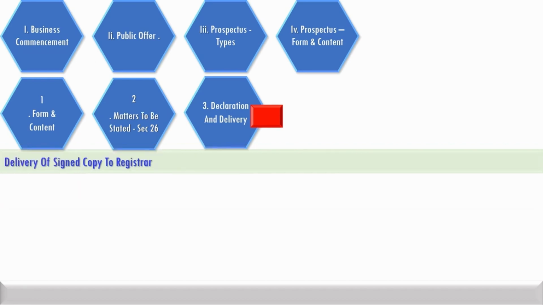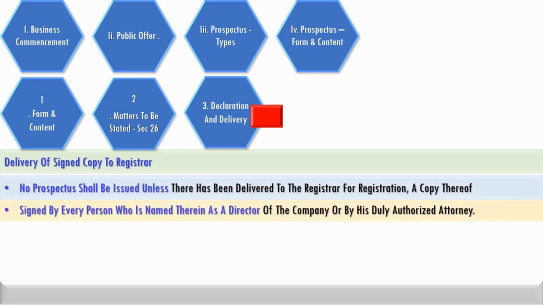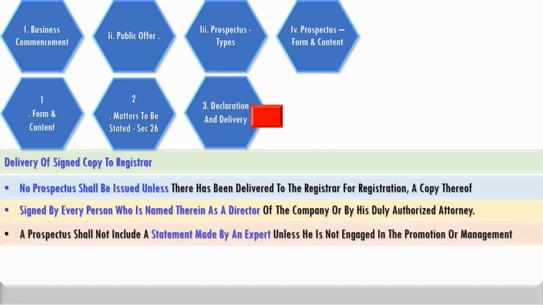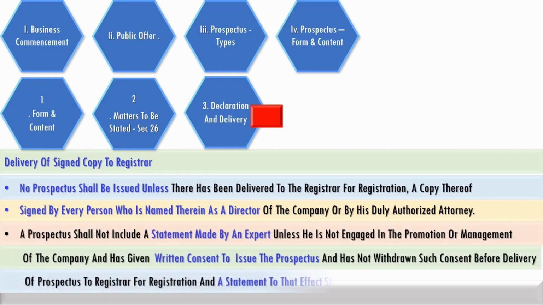No prospectus shall be issued unless a copy thereof has been delivered to ROC. It shall be signed by every person who is named therein as a director. Where a statement made by an expert is included in the prospectus, his written consent to issue has been obtained and mentioned to that effect in the prospectus.